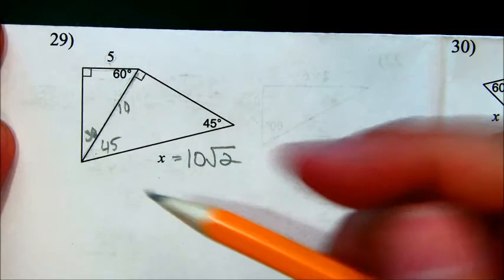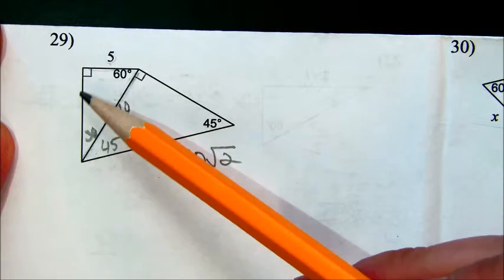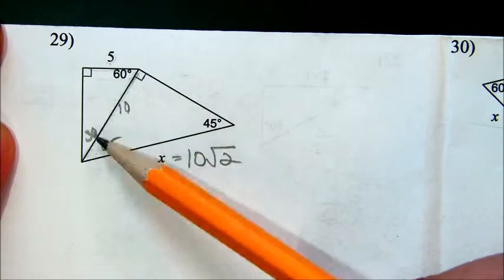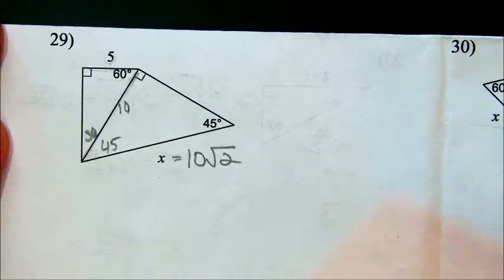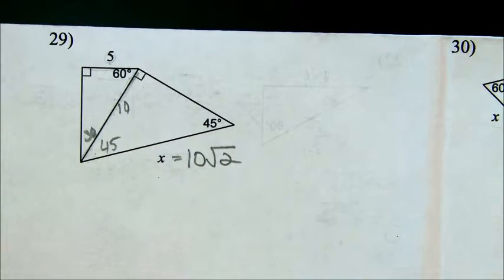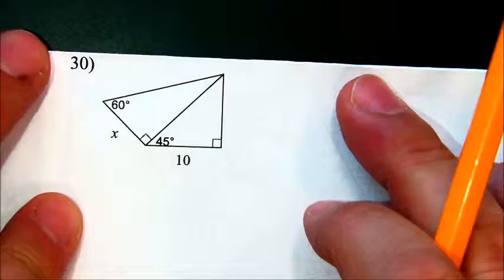So I use both. Remember, sometimes they're going to be hypotenuse, sometimes they're going to be long legs, sometimes they're going to be short leg. It depends. It can change depending on where they are in that particular triangle. Let's look at another example, number 30.